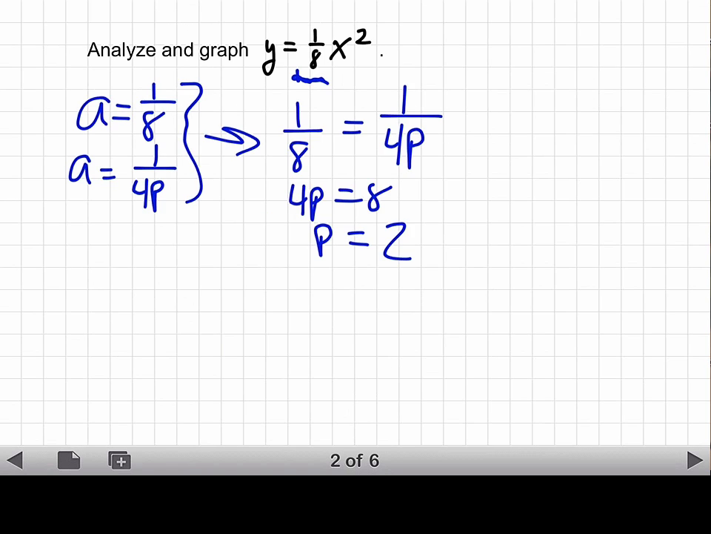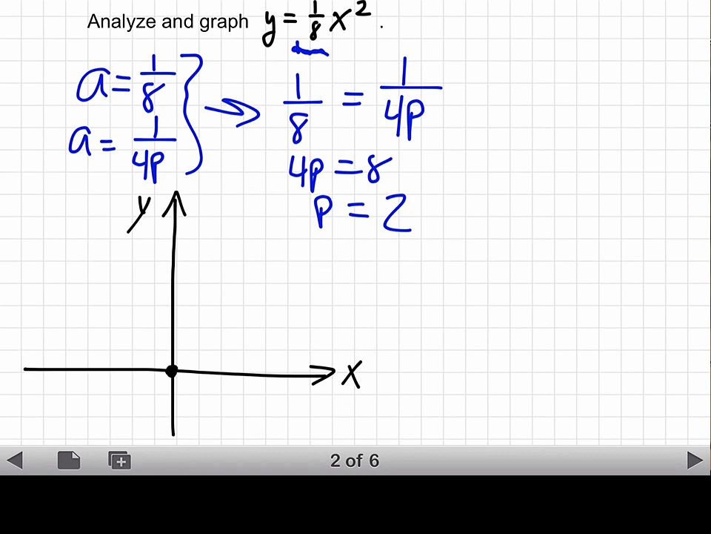So I have my set of axes here. The vertex is at the origin, and if p is 2, then that means that the focus is 2 units up from the origin. Also, the directrix is 2 units down from the origin, and so has the equation y equals -2. Because of the orientation I'm looking at, I know that the axis of symmetry that we talked about before coincides with the y-axis.